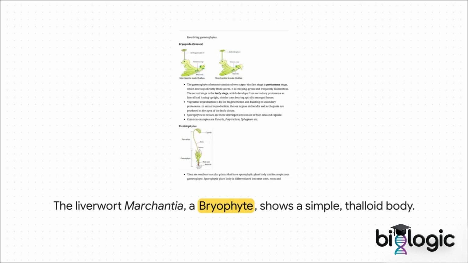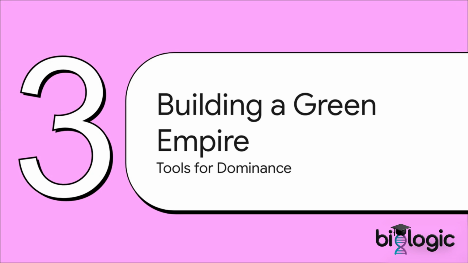They took a brave first step onto land, but their life cycle kept them tethered right to the water's edge. So to truly conquer the land, plants needed to solve two huge problems: how to grow tall and get water when you're not in it, and how to reproduce without needing that film of water. This next phase of our story is all about inventing the tools to do just that.